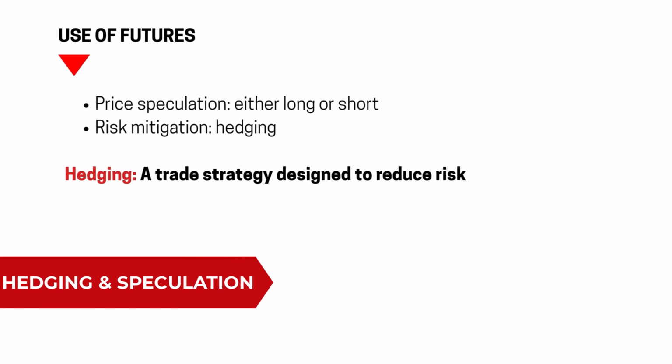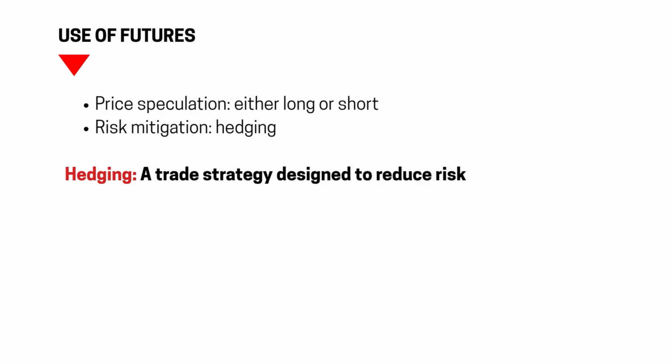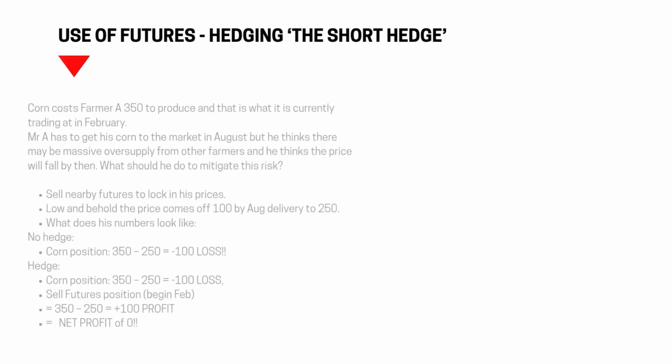We know that there are two ways to use futures. That's price speculation, either being long or short, or risk mitigation, hedging, neutralizing the risk to the underlying asset. Now we're going to look at two examples of hedging, because both of them are very important for understanding how the market actually works.